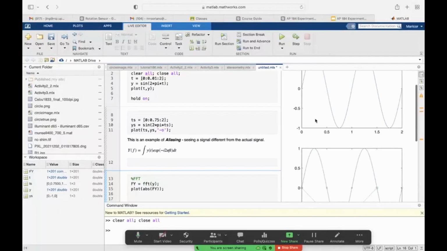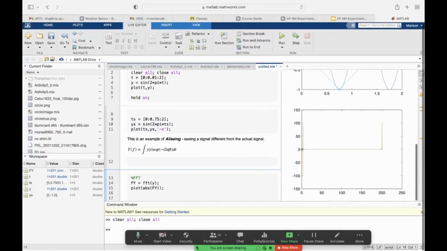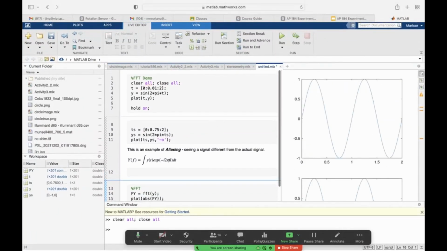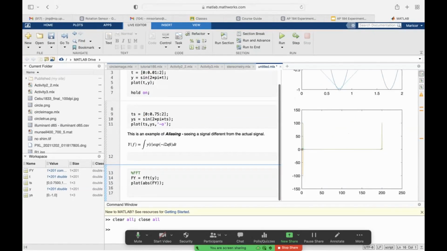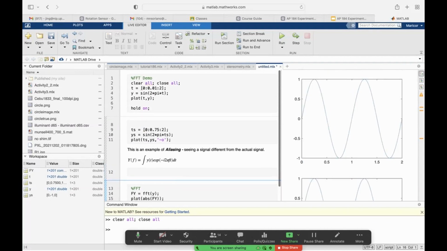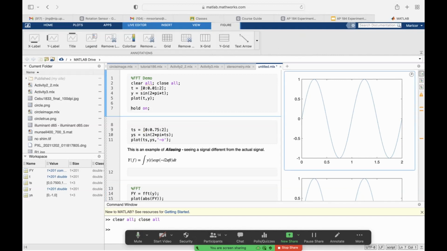The inverse, right? So remember, we sampled. The original sampling was, for example, for this signal, since what we put into the FFT is the Y signal, which is the finely sampled sine wave. Look at its sampling. It's every 0.01.